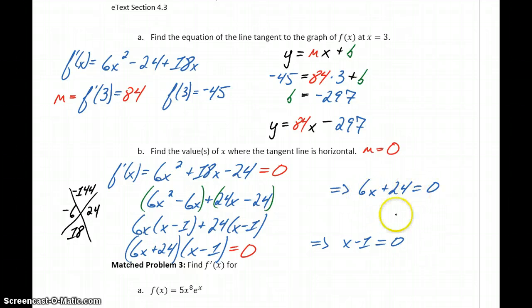So 6x plus 24 equals 0 would give us x equals negative 24 sixths, or negative 4. And x minus 1 equals 0 would give us x equals positive 1. So when x equals positive 1 or x equals negative 4, the tangent line is going to be horizontal. The rate of change of our function is going to be 0.